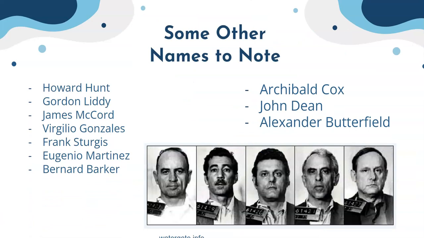And beyond that, we have a couple other names, as you can see. On the left, we have the 5 men who ultimately were arrested in that original crime of the burglary of the DNC. And among them, we also have the 2 who were implicated afterwards. So first we have James McCord, Virgilio Gonzalez, Frank Sturgis, Eugenio Martinez, and Bernard Barker. They were the 5 who broke in.